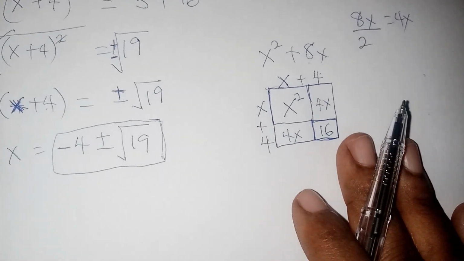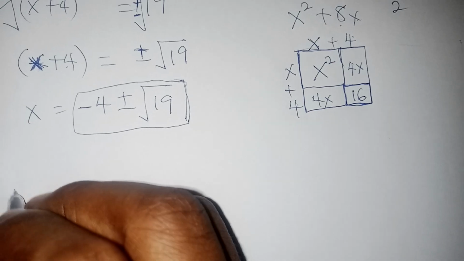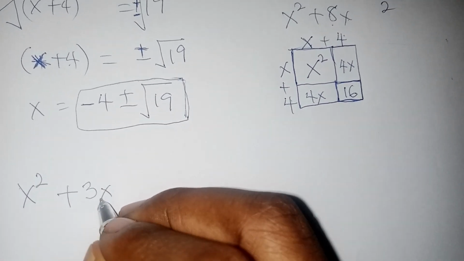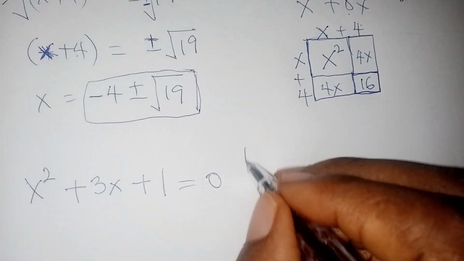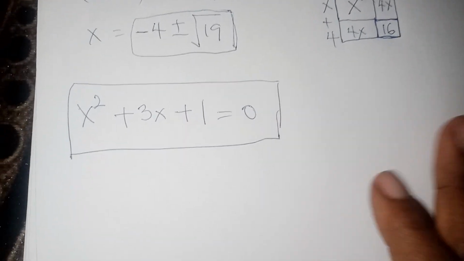Can you see that? So we have another question, and that question is x squared plus 3x plus 1 equal to 0. I would have solved this one, but I want you guys to have something to try.